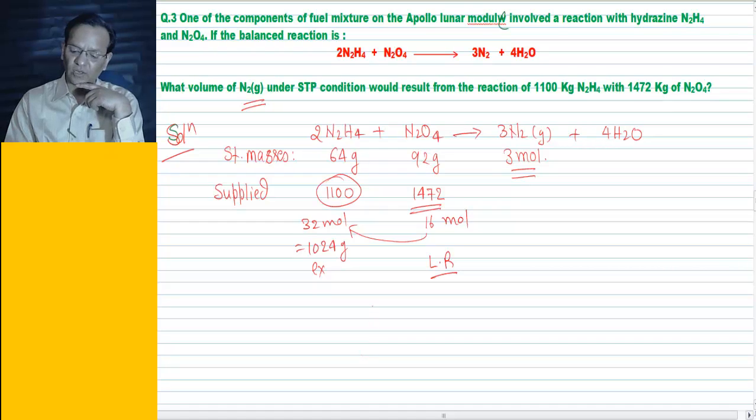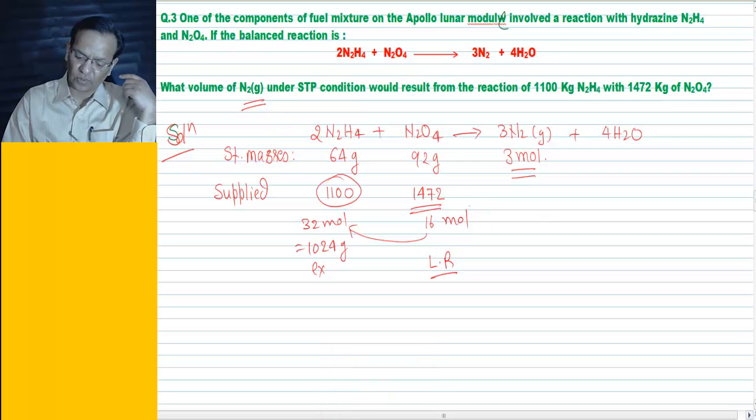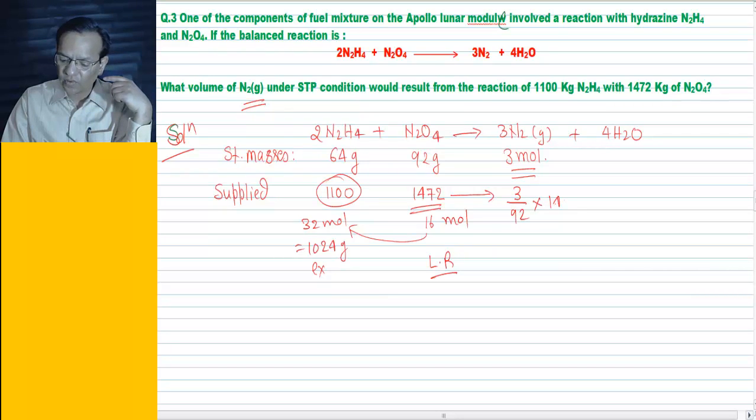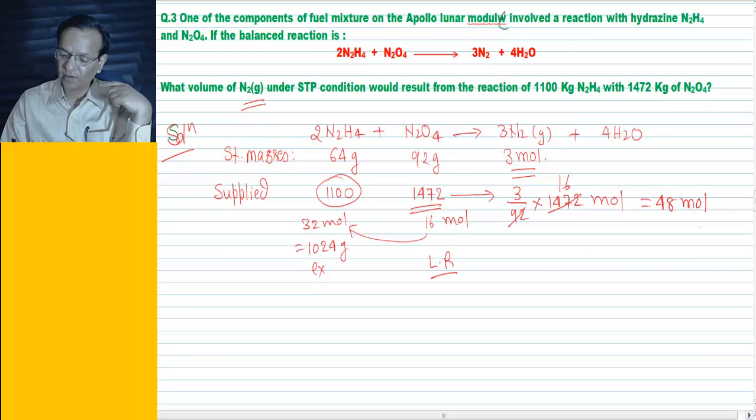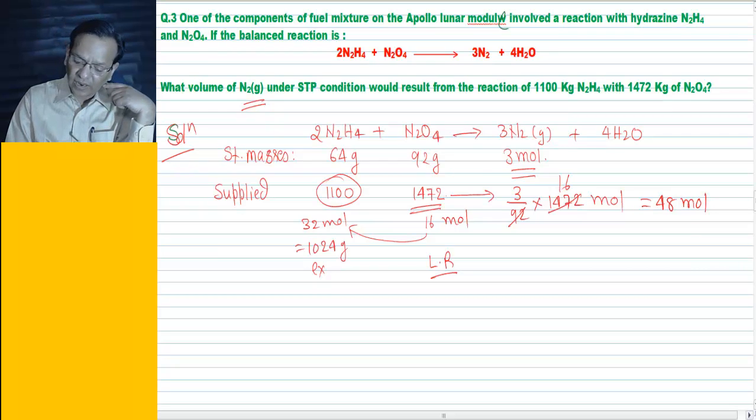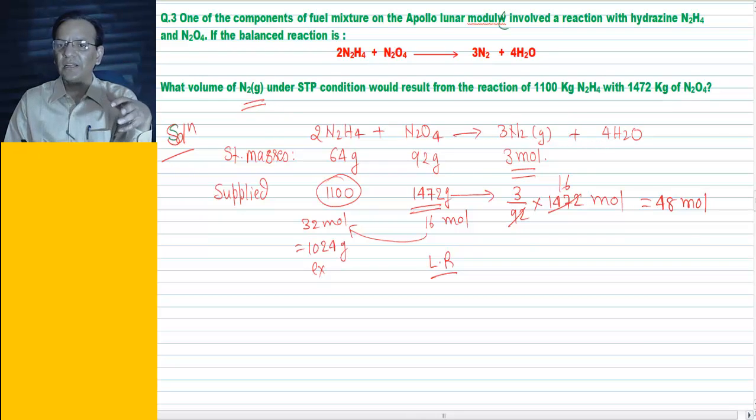So the calculation will be done according to N2O4. Now 92 gram of this gives 3 mole. So 1472 gram will give 3 upon 92 into 1472 mole. So it is 16, so 48 mole. But this is for gram. Actual mass is in kilogram. So the same factor will come for the mole.